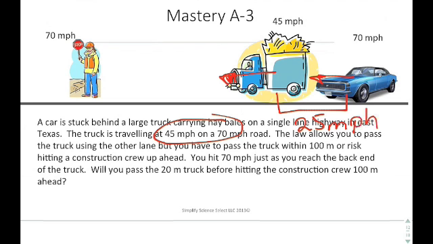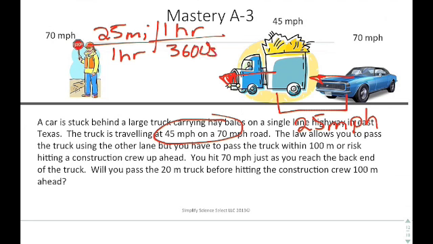Now that velocity, I can then calculate. You would have to convert, and you should be familiar with how to convert from miles per hour to meters per second. If you need a refresher, you would say that 25 miles per hour, and in 1 hour, there are 3,600 seconds, and in 1 mile, there are 1,600 meters. If you were to multiply that out, you end up with a velocity of about 11.1 meters per second. Now, that's the velocity of the car as it's trying to pass the truck.